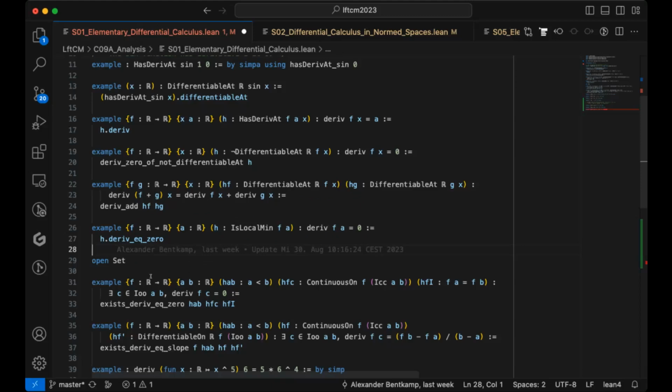And there isn't. Then it says, wait a minute, what's the type of h? It's is local min something. Okay, is there a lemma called is local min dot deriv equals 0? There is. It finds that lemma, and then in addition, it feeds in h as the assumption that that lemma demands. So if we jump to this lemma, so this is dot notation.